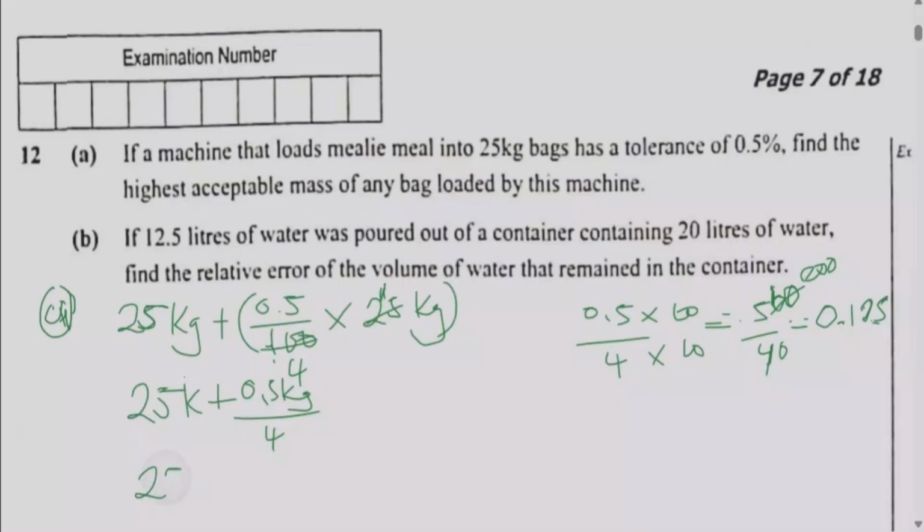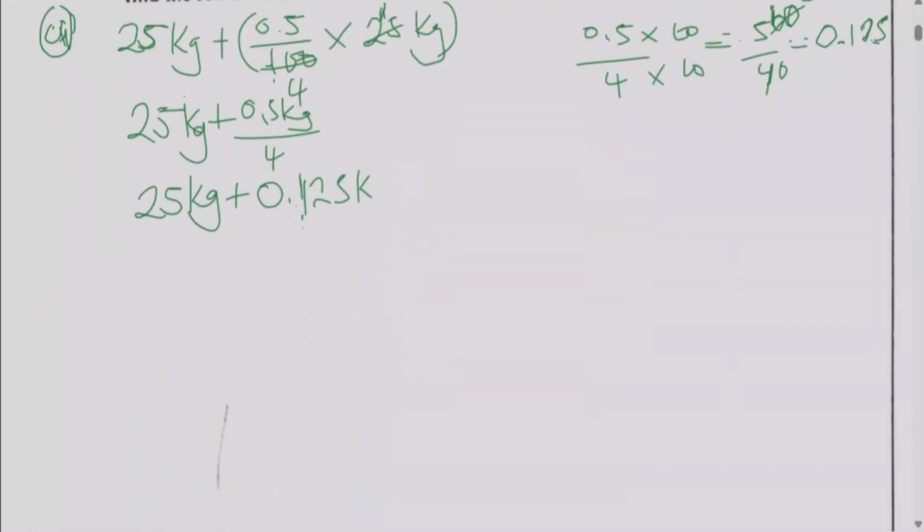We're going to have 25 kg. Remember, it's kg plus that, which is 0.125 kg. So what we do is we combine that. We combine 25 plus 0.125. So we say 25 kg plus 0.125. Okay, so we're going to say plus then 0.000.